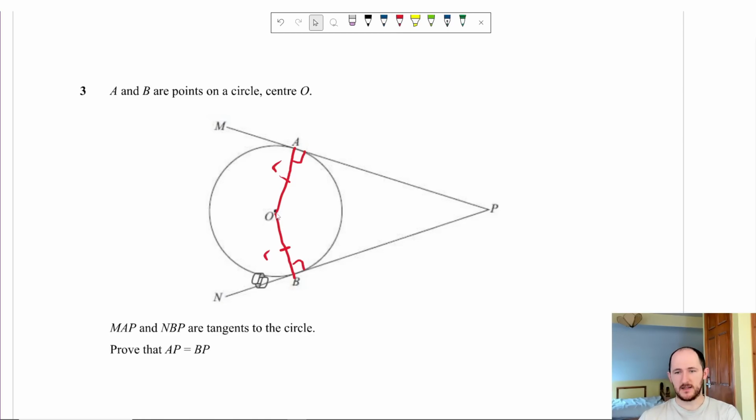Now I remember that this oval shape is actually a kite, which means if I split this in two, I tried my best, look at this. If I split this in two, these two triangles should be congruent. So this is actually a congruent triangle question. Now, how can I prove this?